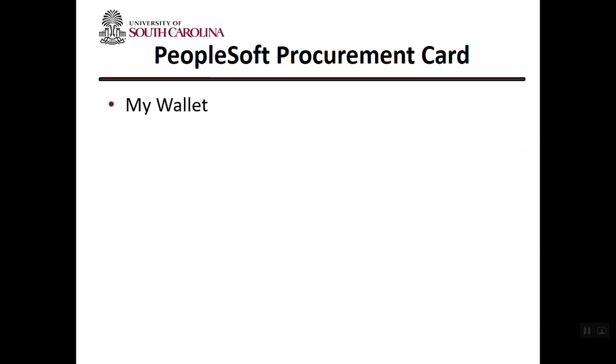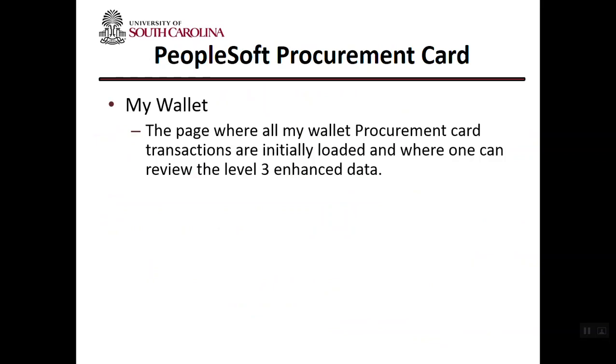The My Wallet page is a page where all My Wallet procurement card transactions are initially loaded, and it's where one can review the Level 3 enhanced data. Use tax is also recorded here.